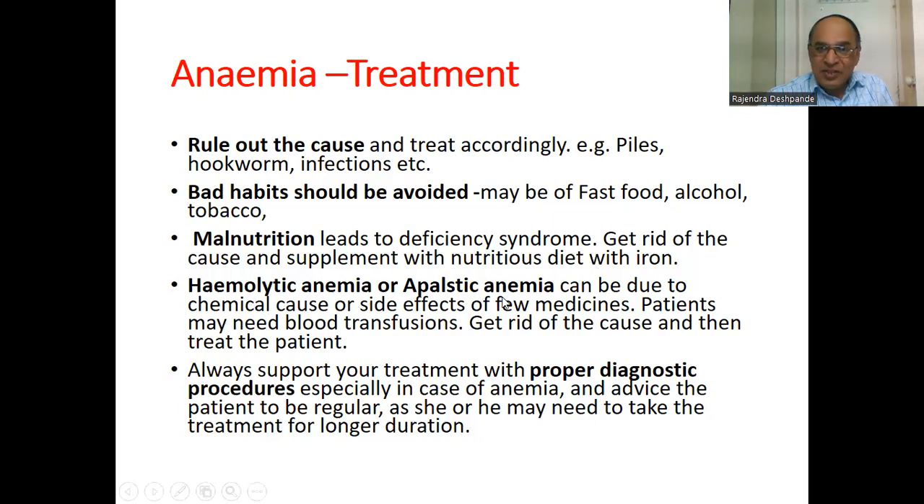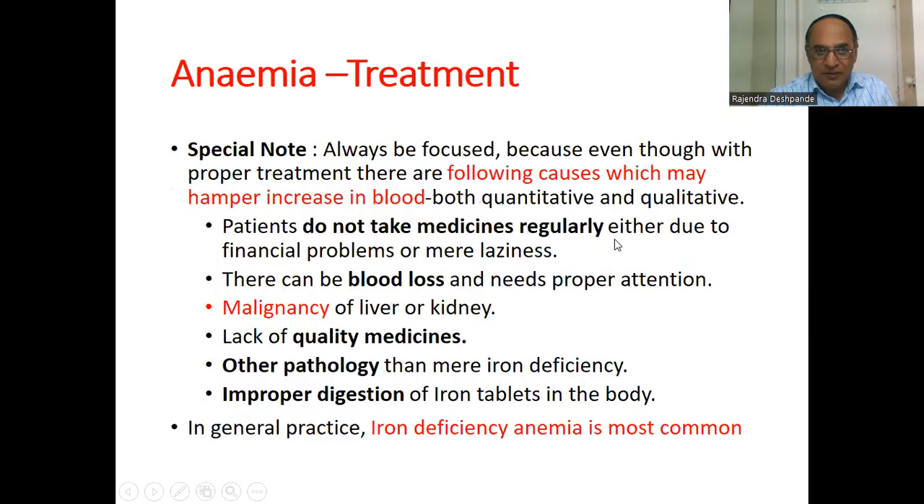Hemolytic anemia or aplastic anemia can be due to a chemical cause or side effects of a few medicines. The patient may need blood transfusions. Get rid of the cause and then treat the patient. Always support your treatment with proper diagnostic procedures, especially in case of anemia. Advise the patient to be regular, as he or she may need to take the treatment for a longer duration. This is very important. Treatment.